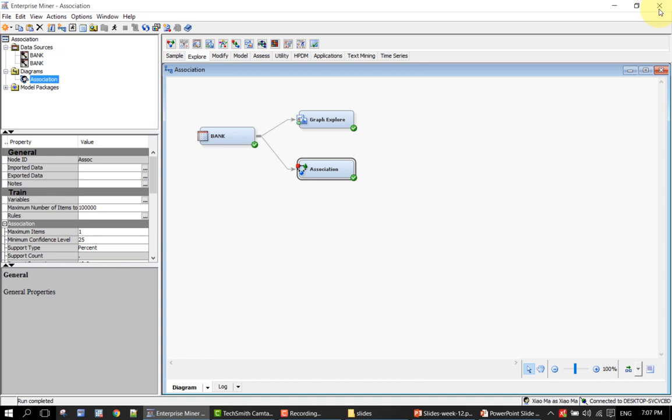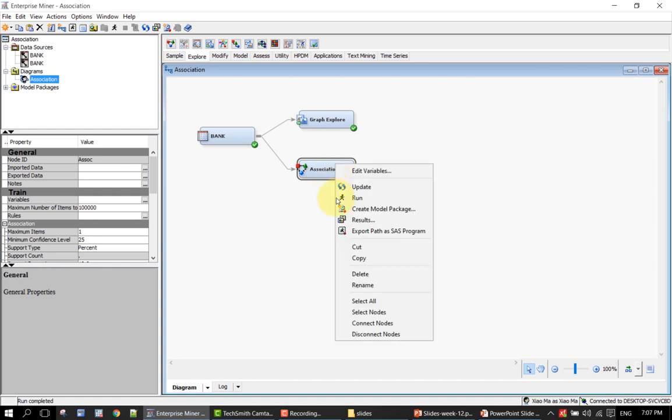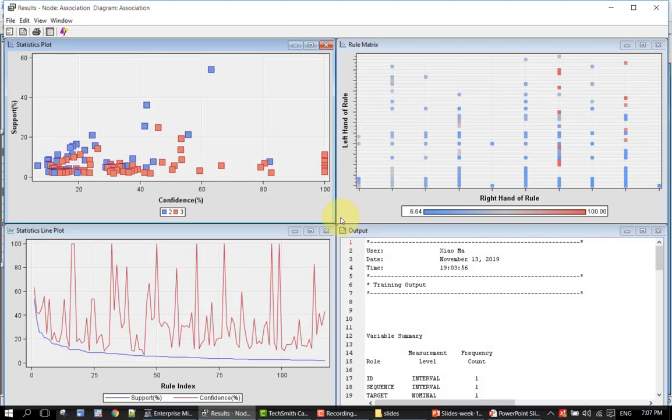So let's see if the results conform to the expectation. Your highest support might be checking and saving. And let's see. So this is how you look at the results here. A bunch of graphs, and these graphs help you navigate and start to shift your attention to those rules that deserve attention. In the case that you have 500 rules, that's a lot of rules. Here, quite a lot.